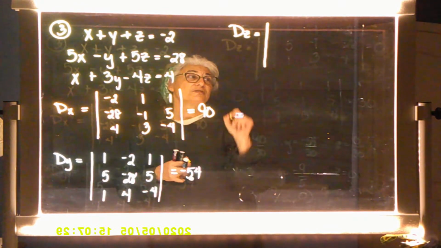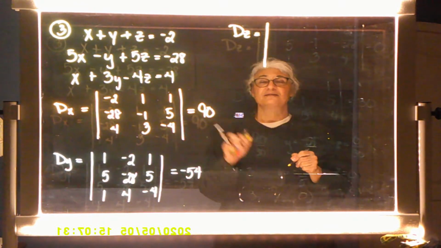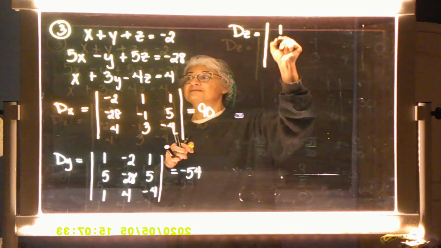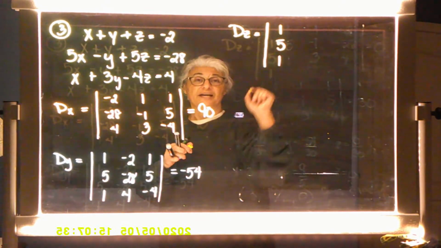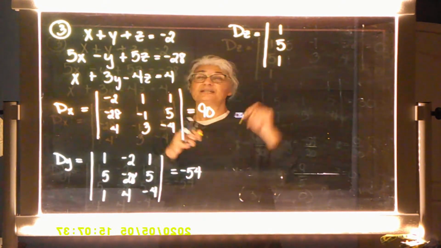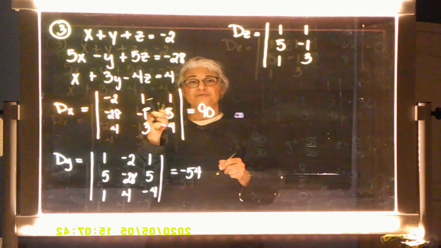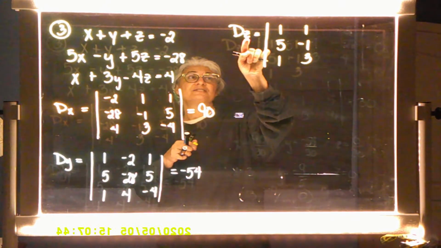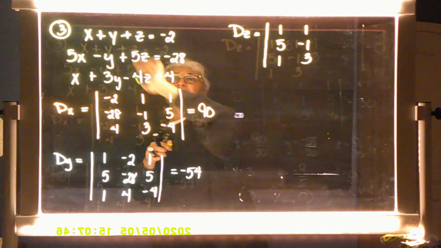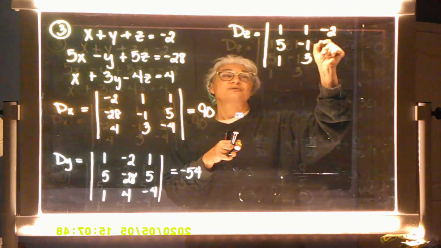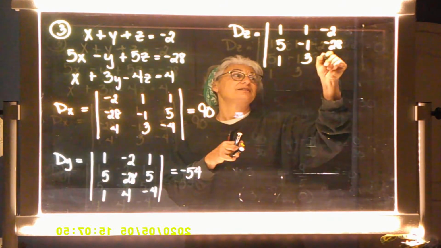Okay, first column is x. Can I use the x's? Yes, I can. Next column is y. Can I use the y's? Yes, I can. Last column is z. Can I use the z's? No, because I'm trying to define z, so I can't use the z's, which means I have to use those answers that are on the other side.